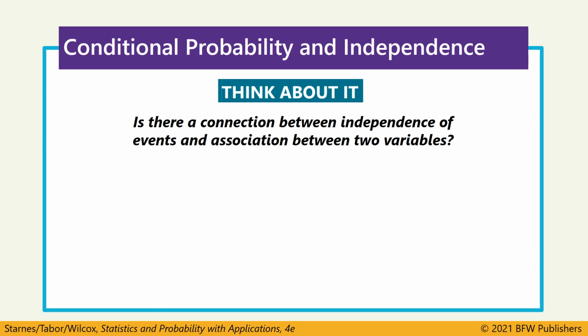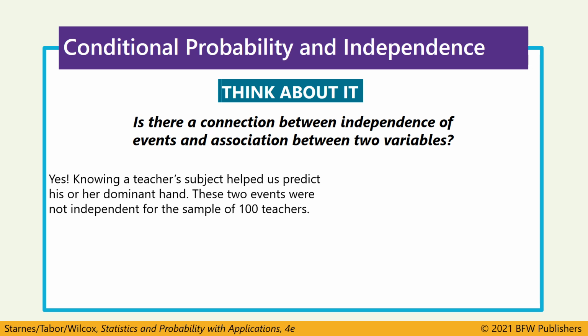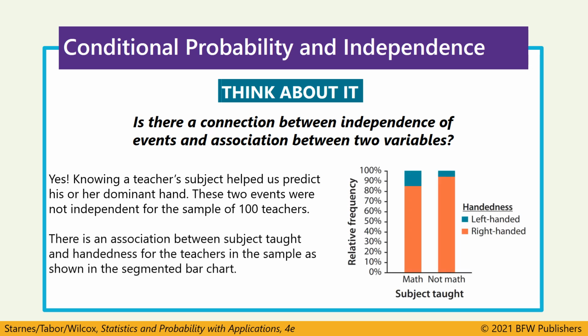When we talk about independence, we're really talking just about an association. There's an association between your handedness and what subject you teach, right? And we can see that if we just made segmented bar charts like this. We have our math teachers here on the left. We have our non-math teachers on the right there, and the proportion that are left-handed is much bigger in the math teacher section.